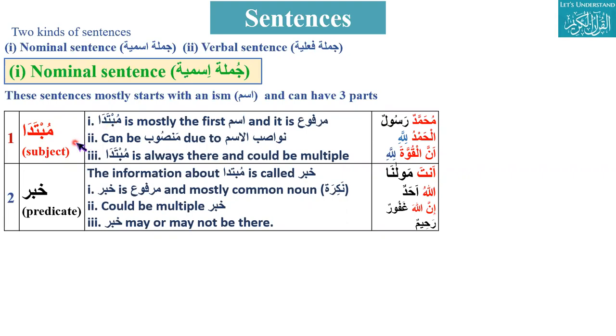There will be two types of sentence. One should think very clearly: one is the nominal sentence, and the second is the verbal. So for the next couple of days, we will discuss more about the nominal sentence. The first part of the nominal sentence will be mubtada. Then there will be khabar, that is information about mubtada. Like here you can say Allahu ahadun.